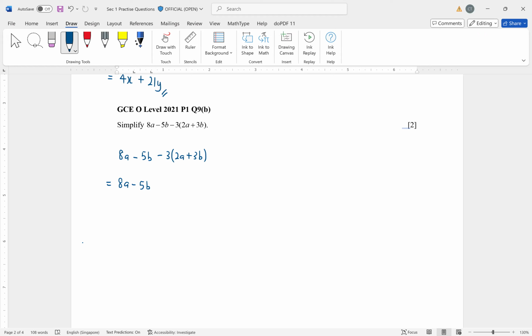Okay, so let's expand this one. Remember, opening a bracket means multiplication. So negative 3 times positive 2a. Negative times positive, so negative. As you are doing the question, you can actually read it out to yourself, silently of course, so that you don't make a mistake with the sign.